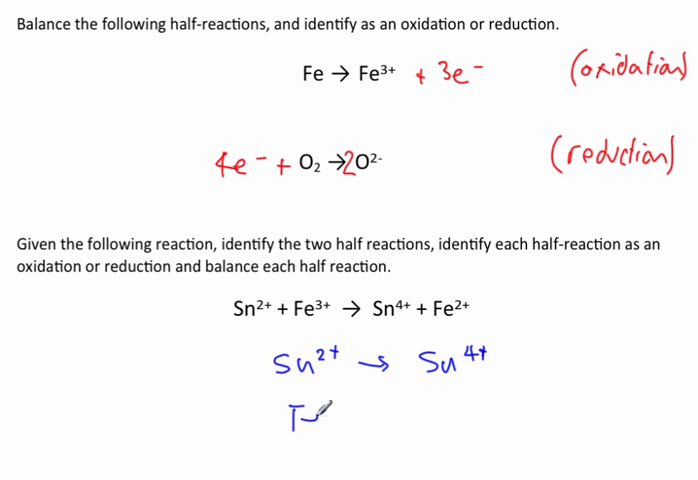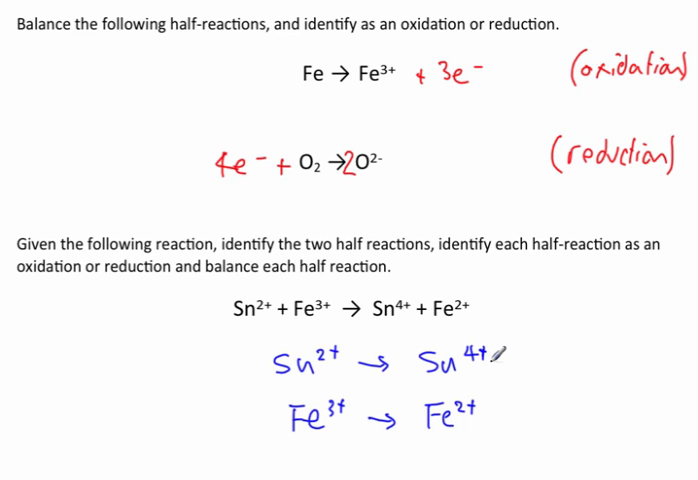And the other half reaction is Fe3+ to Fe2+. So there are 2 half reactions. Now they're not balanced. They're both balanced by mass again, but they're not balanced by charge. So to balance by charge, we're going to add electrons.